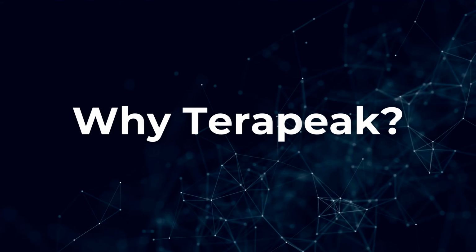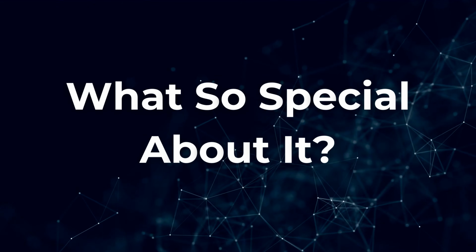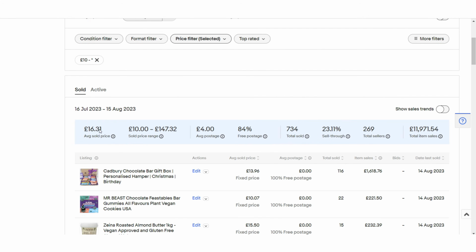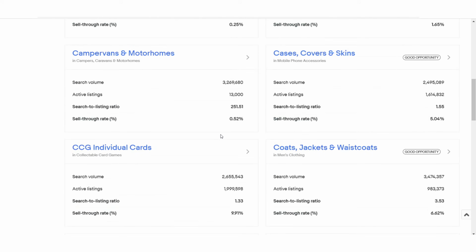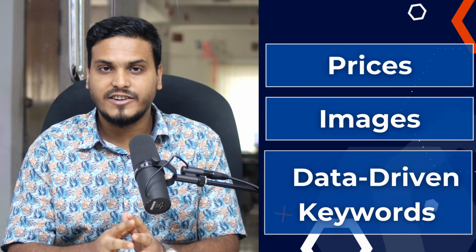You may ask, why Terapeak? What's so special about it? Well, it's simple. Terapeak provides real-time data on every eBay listing, enabling you to pinpoint those winning products. With data analysis and visualization bundled into a single platform, market research becomes very easy. You can dive into listing details like prices, images, and data-driven keywords.